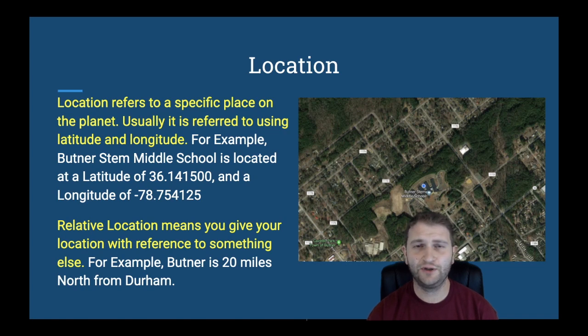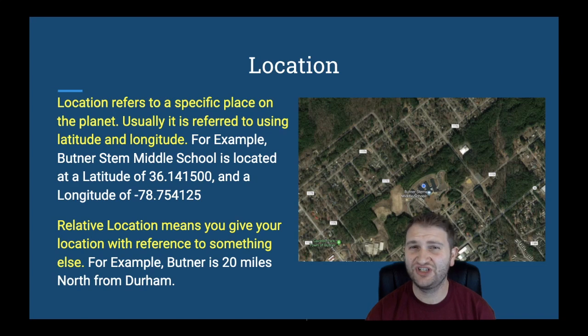So for instance, if you're out for a hike in the middle of a forest and you need help, knowing your latitude and longitude will really help the 911 dispatcher send people to your location. Whereas if you say, well, I'm somewhere in the middle of this forest, it's a lot harder for them to find you. Relative location refers specifically to reference.